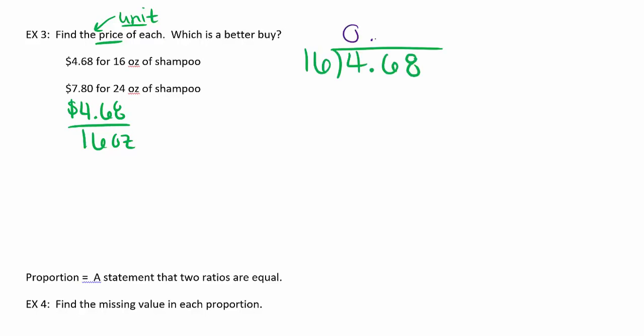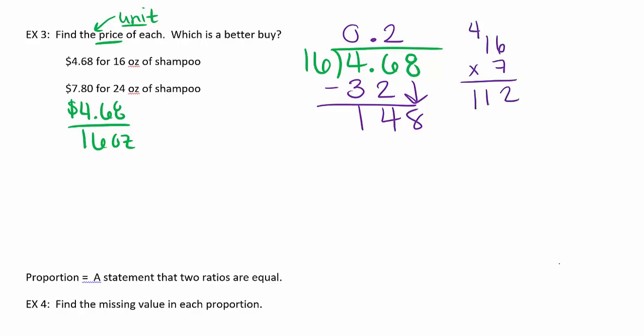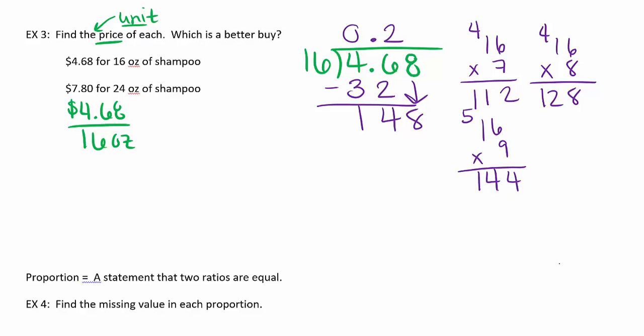So 16 doesn't go into 4, but 16 does go into 46, and I think it only goes in 2 times. 2 times 16 is 32, so I have a remainder of 14. How many times does 16 go into 148? I'm not actually sure for this one. I'm going to make some guesses. Maybe 7 times? 16 times 7 is 112. I think that's too small. Let's try 8. 128. That might still be too small. I'm not doing a good job with my guesses. How about 9? Oh, 9 times 16 is 144. Okay, so it goes in 9 times with a remainder of 4.